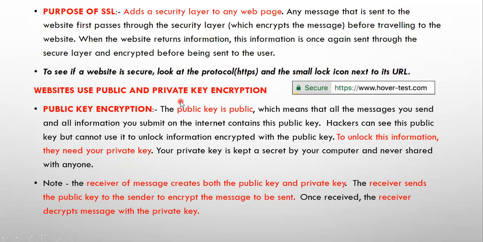Now, websites use public and private key encryption. So there's two forms of encryption. One is public key and one is private key. Public key encryption means this. The public key is public, which means that all messages you send and all information you submit on the internet contains a public key. Hackers can see this public key, but they cannot use it to unlock encrypted information. So if hackers gain access, they can only see the public key, but they cannot use it to unlock or decrypt the information.